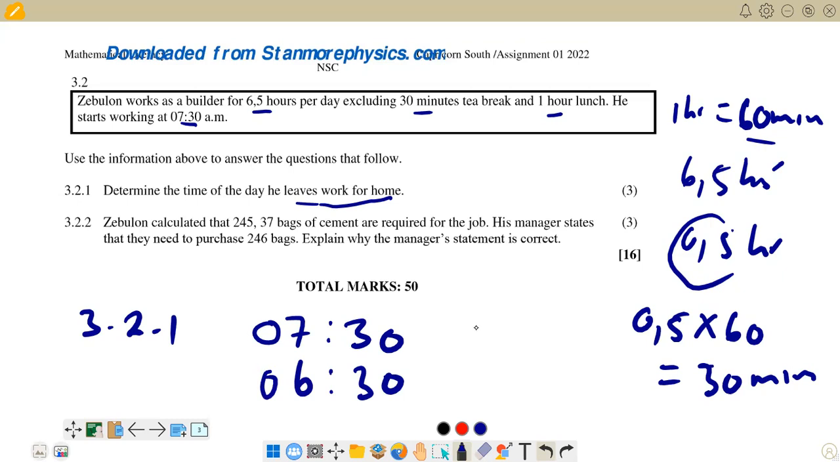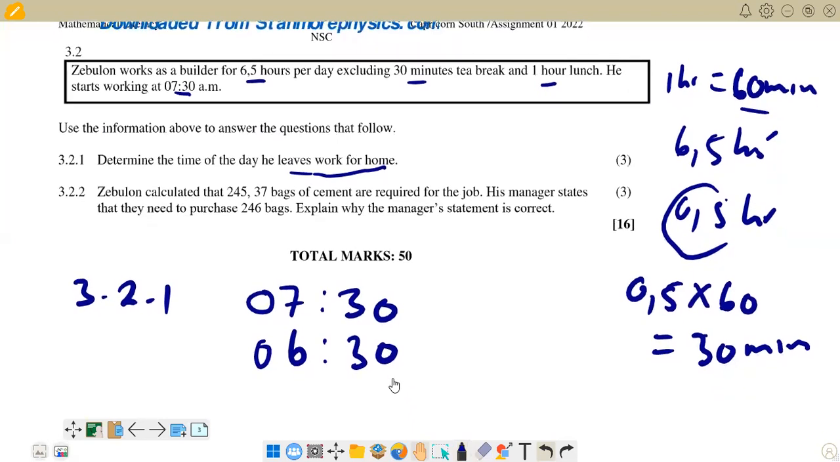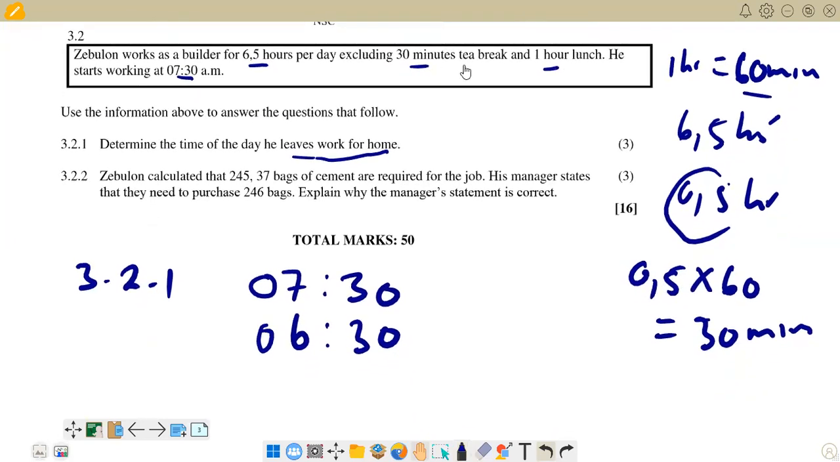And then we are seeing that we are also having a tea break there of 30 minutes. 30 minutes tea break, so we are adding that one again. It's not included there in the 6 hours 30 minutes. So we have got 30 minutes, 30 minutes, and then we've got 1 hour lunch. This one is just 1 hour, and then we don't have any minutes.